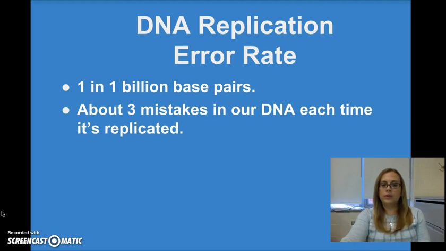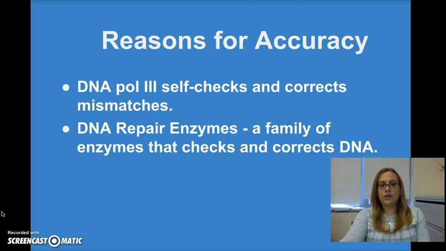So about 1 in 1 billion base pairs, there's an error. That kind of averages out to about 3 mistakes in our DNA each time it's replicated. So when you're talking 3 mistakes out of a few billion base pairs, it's a pretty good error rate. But there's reasons for that. So why is it that DNA replication is so accurate?